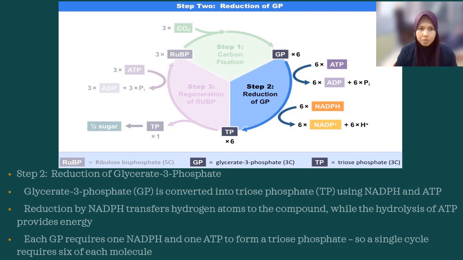For the ATP, when it loses one of the phosphate groups, it is converted into ADP. Meanwhile, for the NADPH, when energy and also the hydrogen atom are lost, it will be converted into NADP+. Both of these molecules will return to the light-dependent reactions to be reused and re-energized.